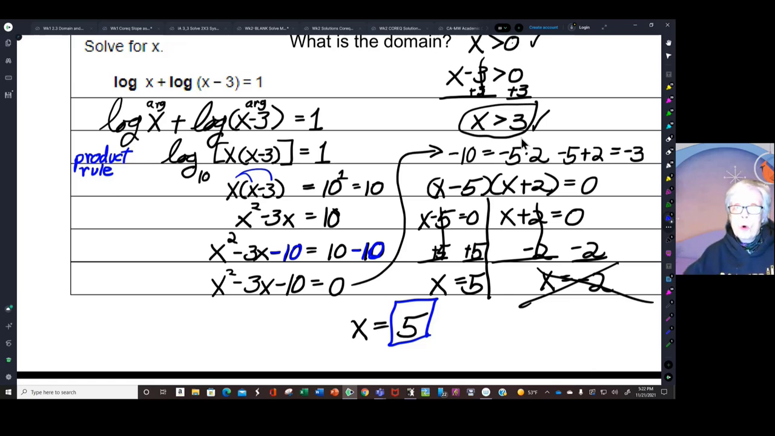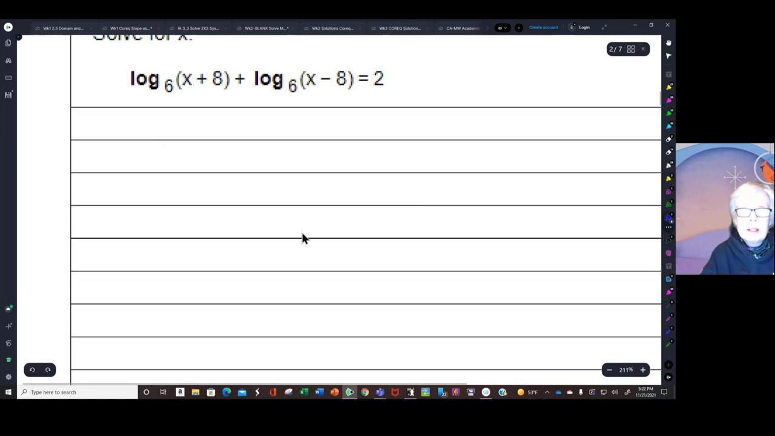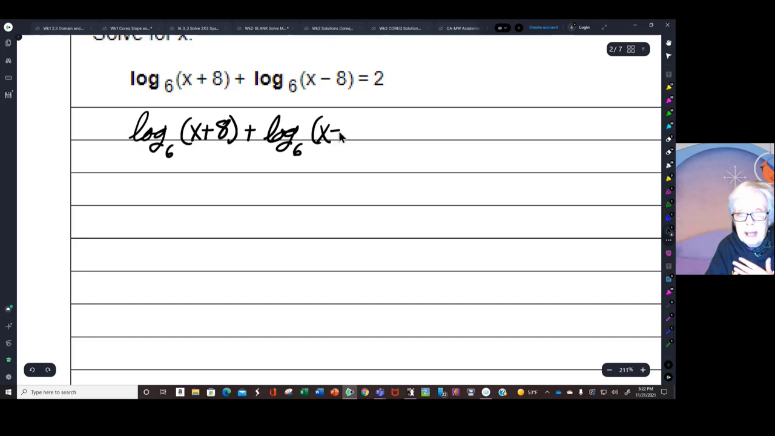Let's go on, do some more. Look at that plus. We're going to be using the product rule again. So log base 6 of x plus 8, plus log base 6 of x minus 8 equals 2.